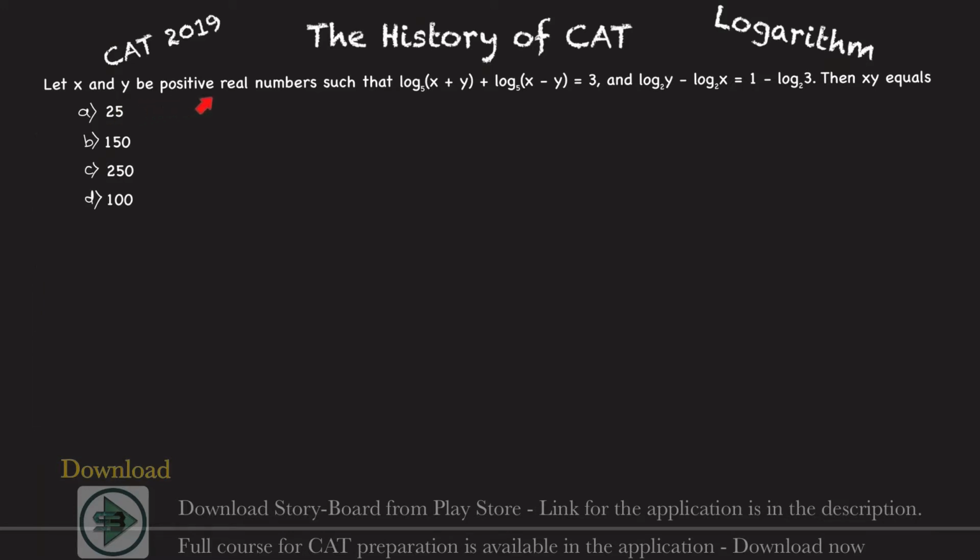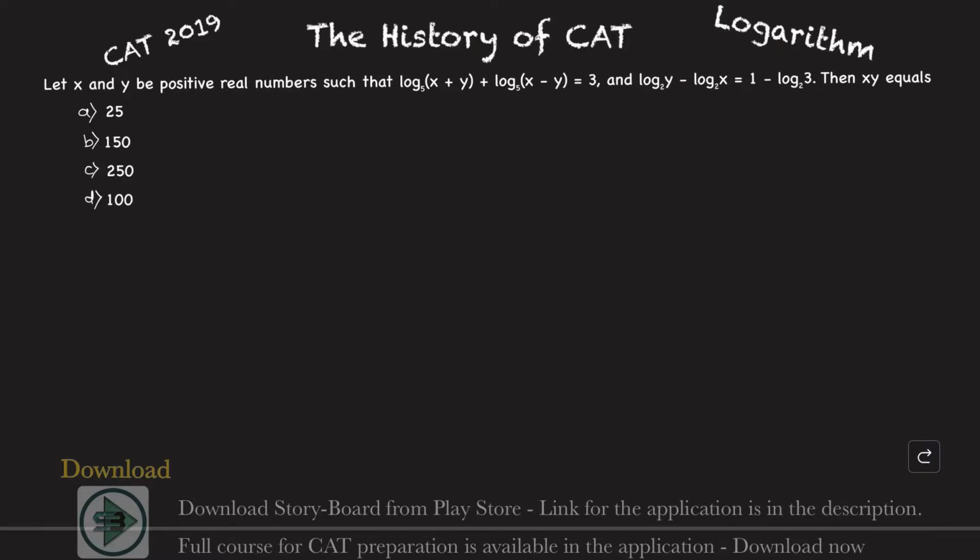Let x and y be positive real numbers such that log to the base 5 of (x plus y) plus log to the base 5 of (x minus y) is equal to 3. So this is condition number 1 that has been given to me here. And log to the base 2 of y minus log to the base 2 of x is equal to 1 minus log to the base 2 of 3.